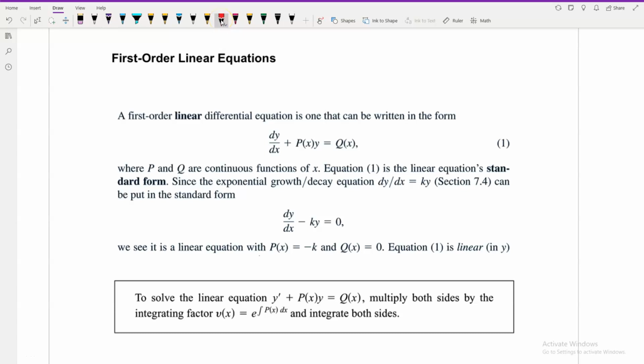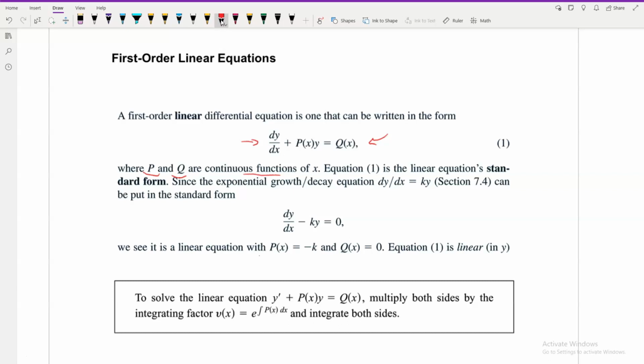Here in this section, we have first order linear equations. A first order linear differential equation is one that can be written in the form dy/dx + p(x)y = q(x). p and q are continuous functions of x, and this equation 1 is the linear equation's standard form.